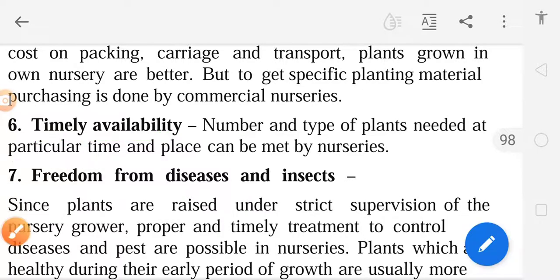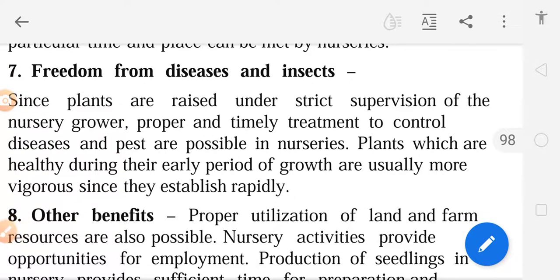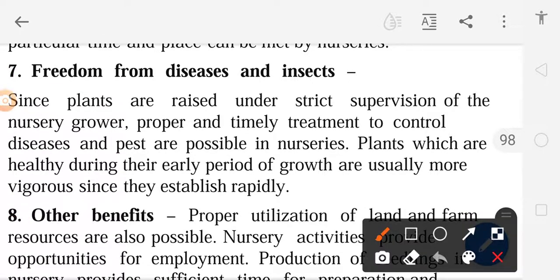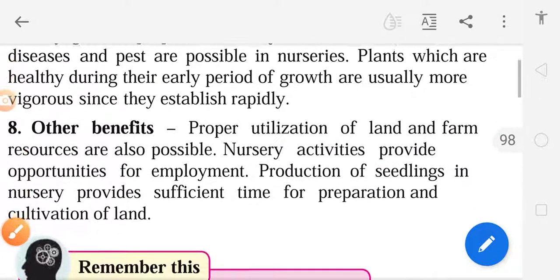Then whatever seedlings we produce should be produced under strict supervision. The seedlings should be free from diseases and insects. So the seedlings or the plants we have grown should be grown under strict supervision, and should be free from pests and diseases as far as possible. Means we have to control the diseases and pests.